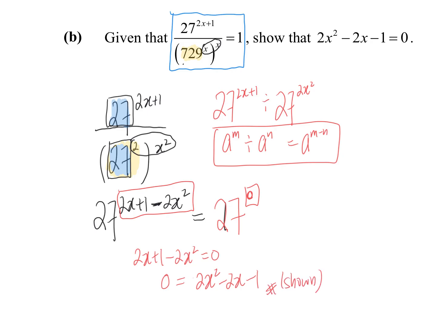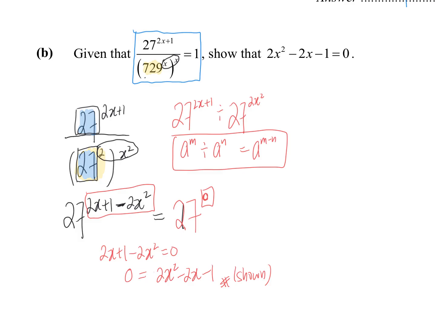For those of you who prefer to change everything to base 3, also no problem. 27 is 3 to the power of 3.